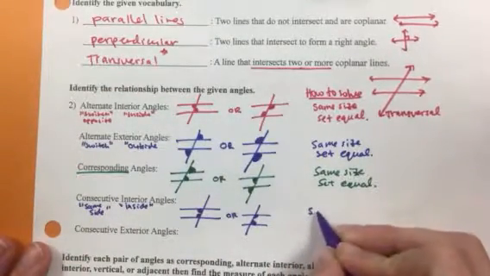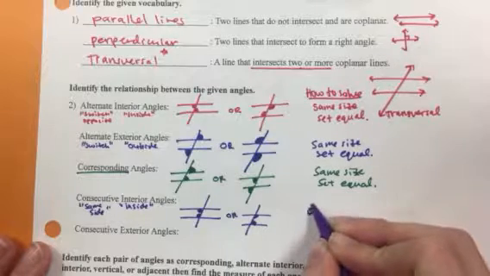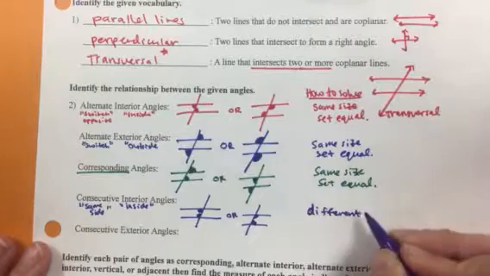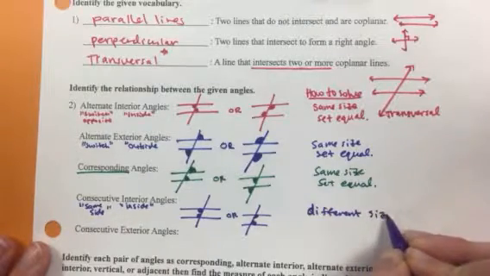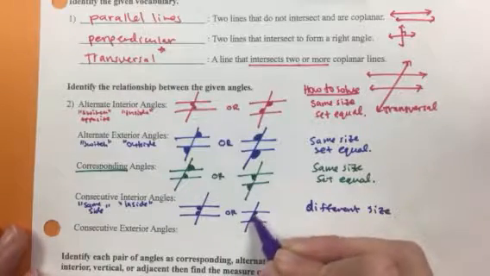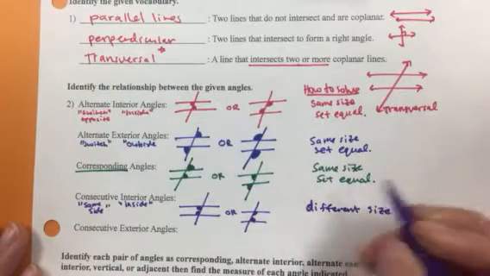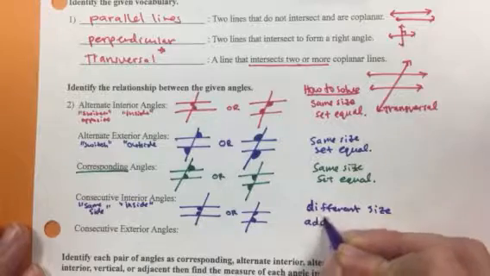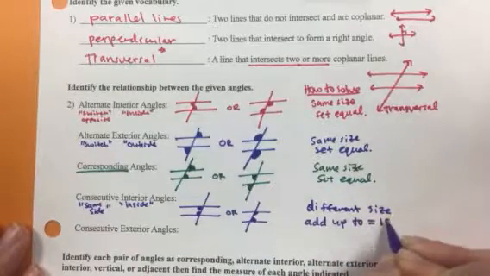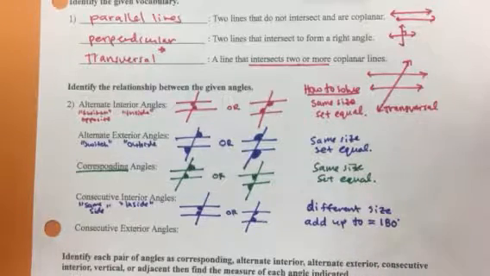So to solve these, they are different sizes. When they are different sizes, it helps to think these two together make a line. So I need to add up to equal 180 degrees.